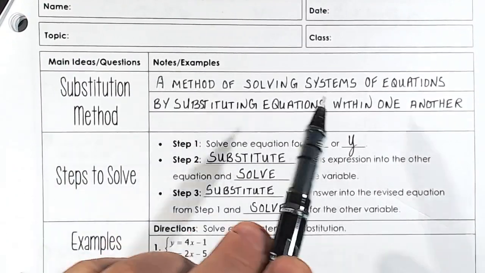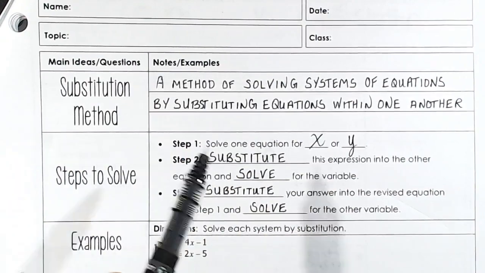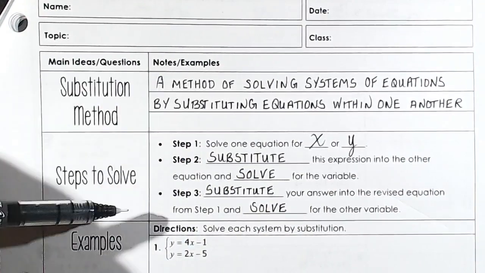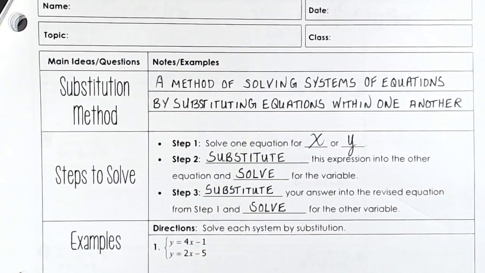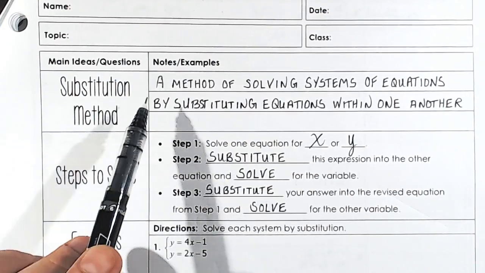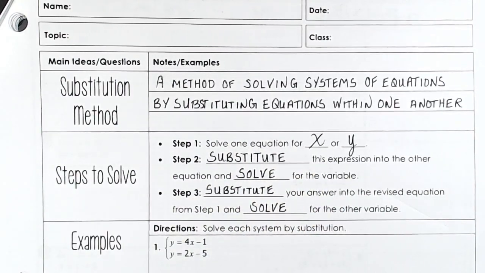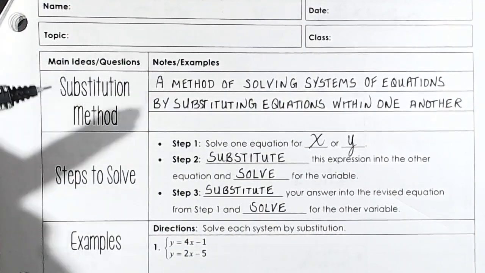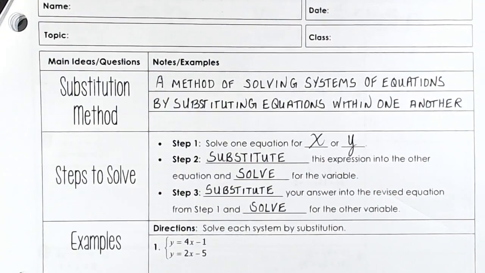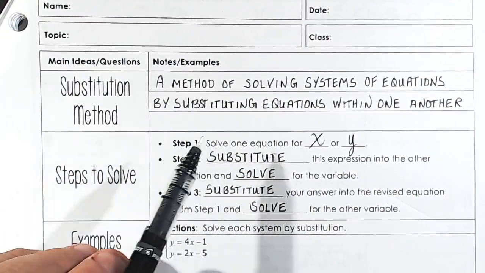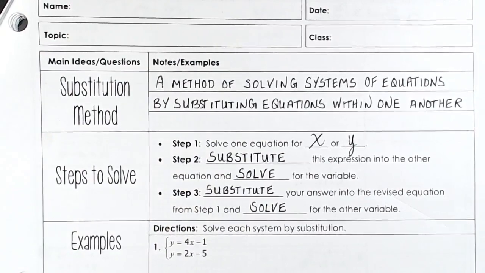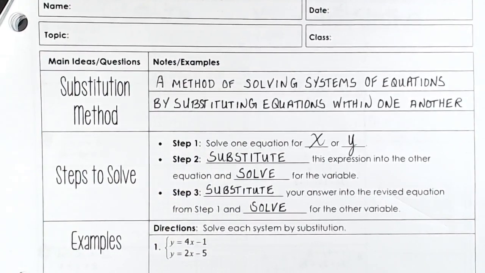So I'm going to read these two rows here out loud, and I want you to write these things down. The substitution method is defined as a method of solving systems of equations by substituting equations within one another. Let's get that written down.